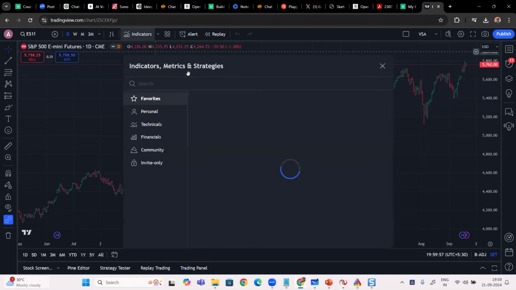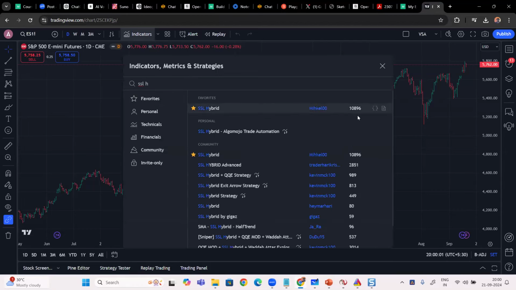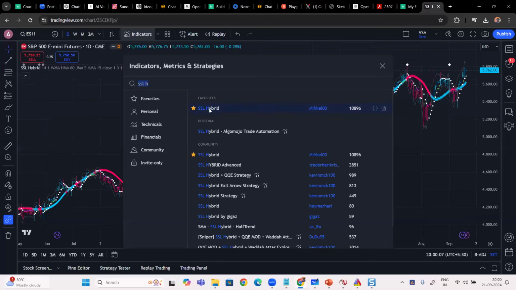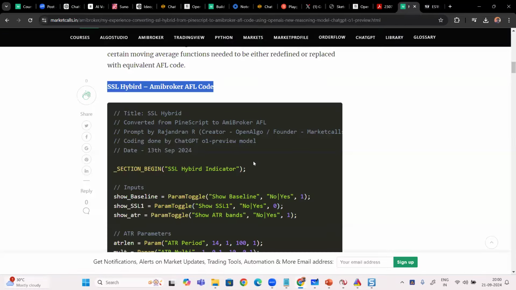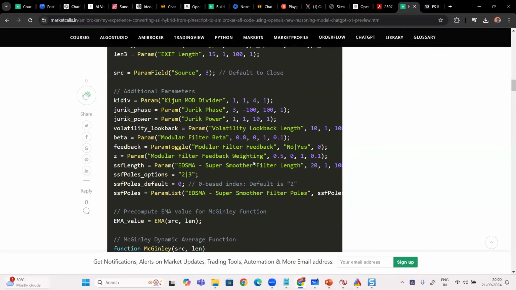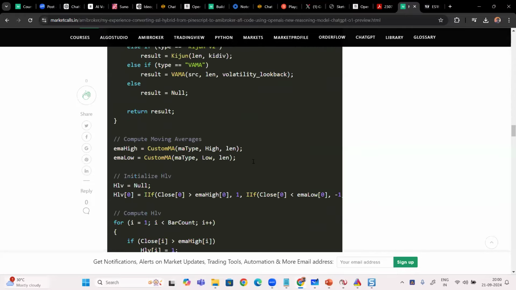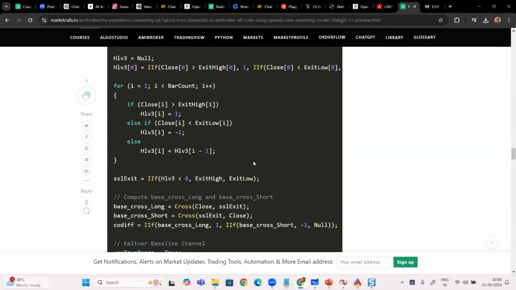I'll go to this indicator. I'll say SSL Hybrid. So you can see that it's one of the popular ones, like 10,896 people starred it as a popular indicator. Now, after giving it to the ChatGPT O1 preview model, this is what I got. I just got this complete code written completely by ChatGPT. I mean, the O1 preview model.